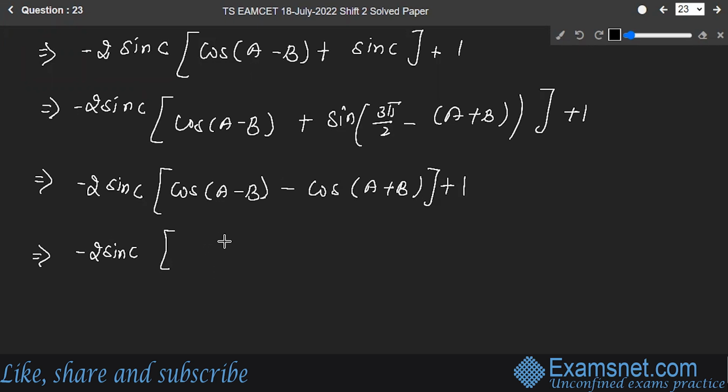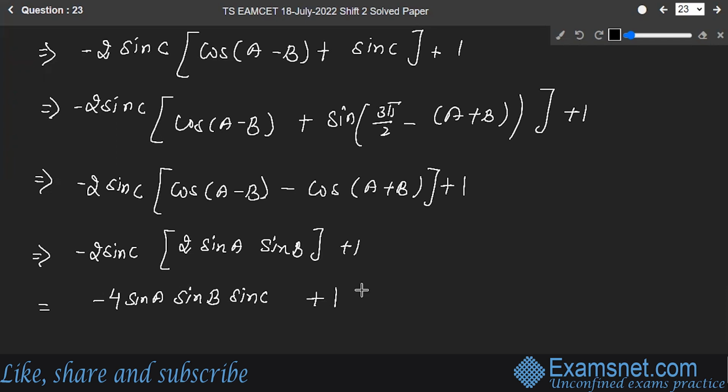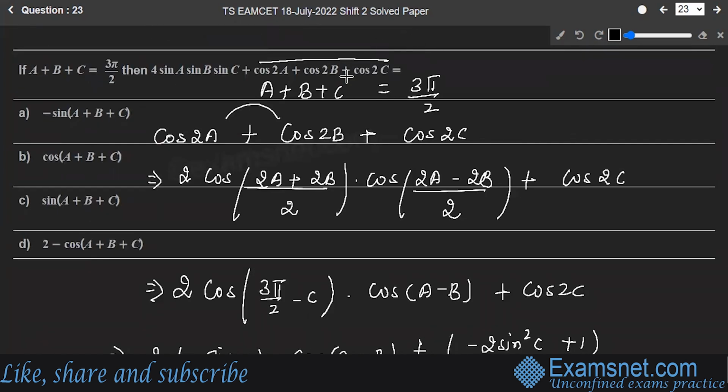So cos (A minus B) minus cos (A plus B) is equal to 2 sin A sin B, plus 1. This is equal to minus 4 sin A sin B sin C plus 1. And now I will fill in the given equation, this one.